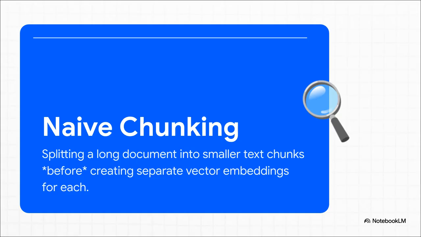And just so we're all on the same page, naive chunking is probably what you're doing right now. It's the default, right? You take a big document, chop it up into smaller, bite-sized pieces, and then you turn each of those little pieces into its own vector embedding. The key thing here is that each chunk has no idea its neighbors even exist.